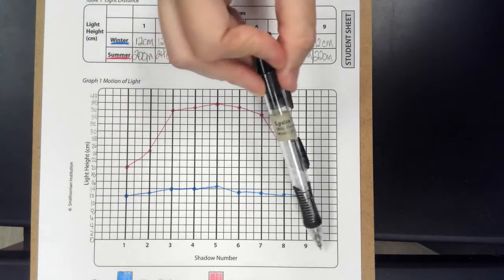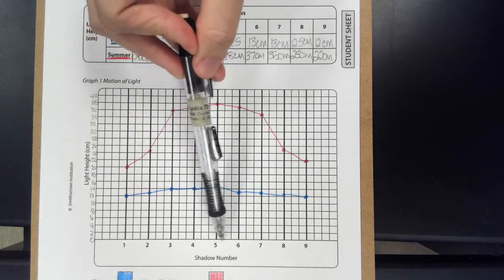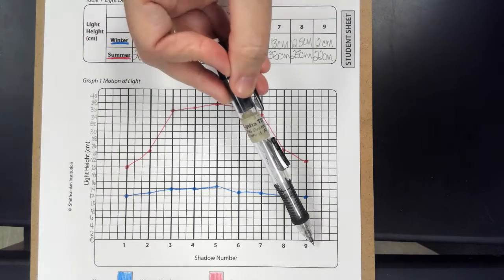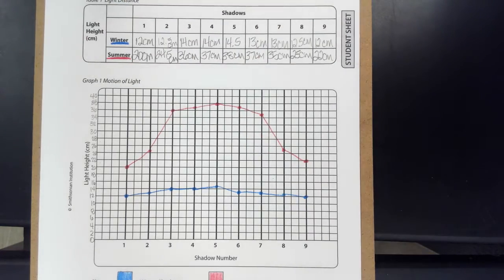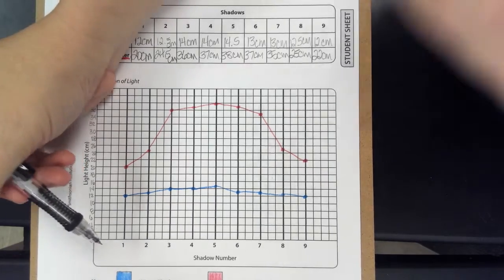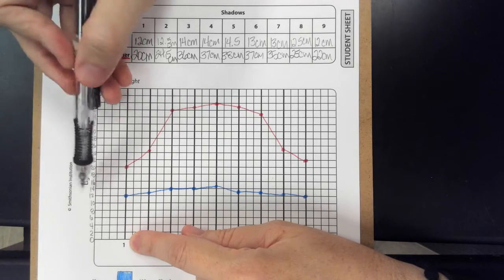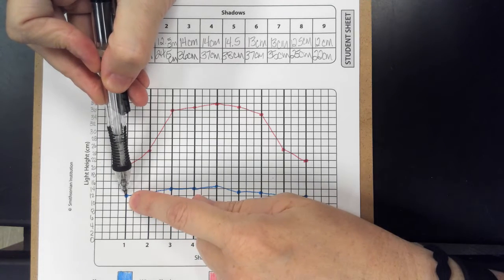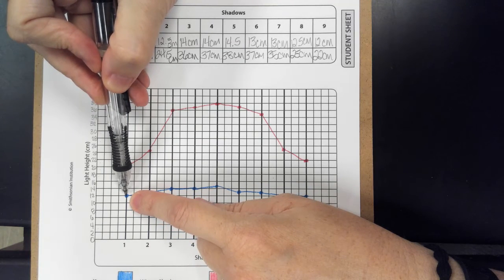On the x-axis it shows the shadow number, which were already given to us. There were 9 shadows on our data table, so there's 9 places on the x-axis. To plot our points on our graph, I started with wintertime, and on shadow 1, the height of the light was 12 centimeters. So I found shadow 1, and I found 12 on my y-axis for the height of the light, and I came to where they meet and I made a point. That's my first wintertime point. I did it in blue because we're using blue for wintertime.